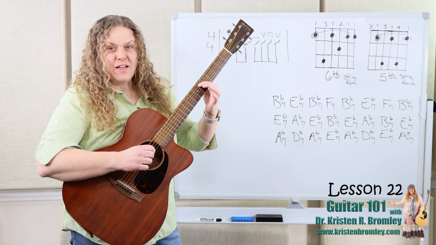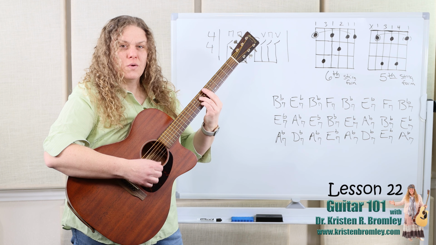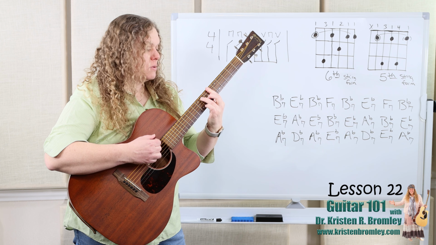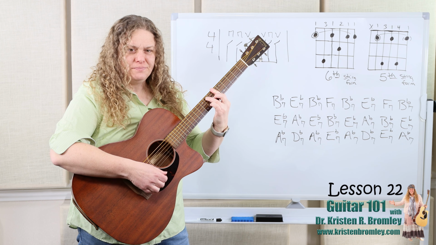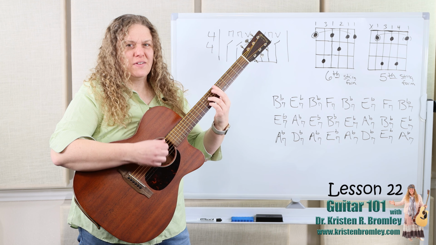And we actually have an E flat also at that 6th fret, just like we did when we were playing E flat major. So we've got E flat 7 there. So you can practice going back and forth between B flat 7 and E flat 7.